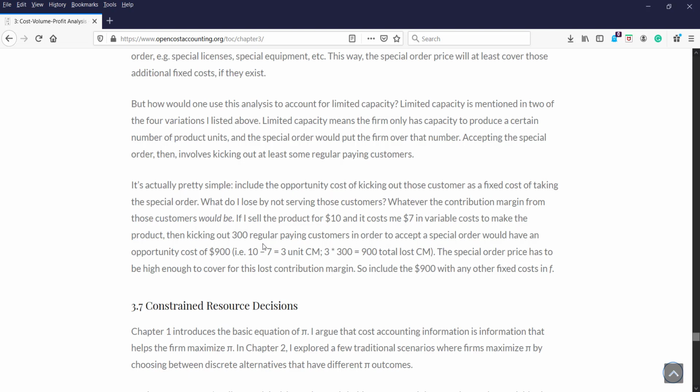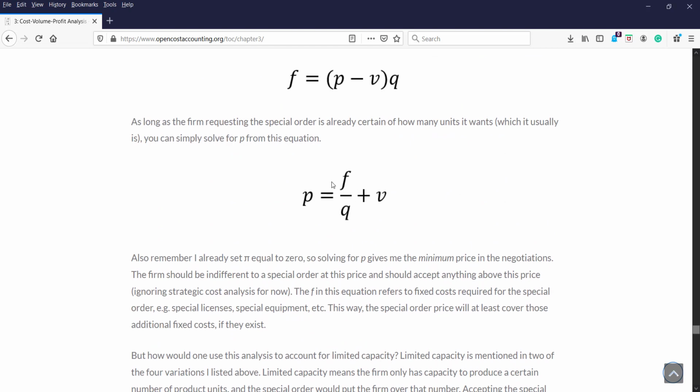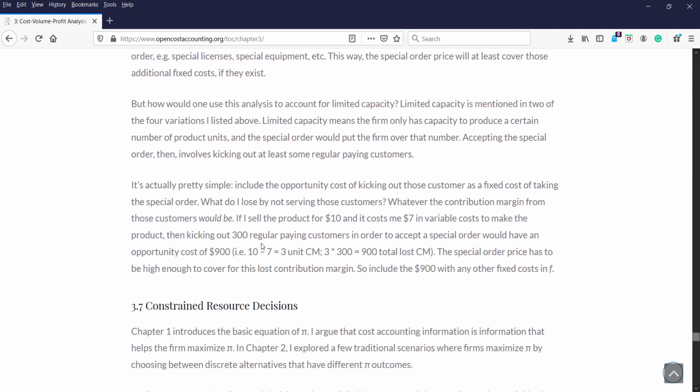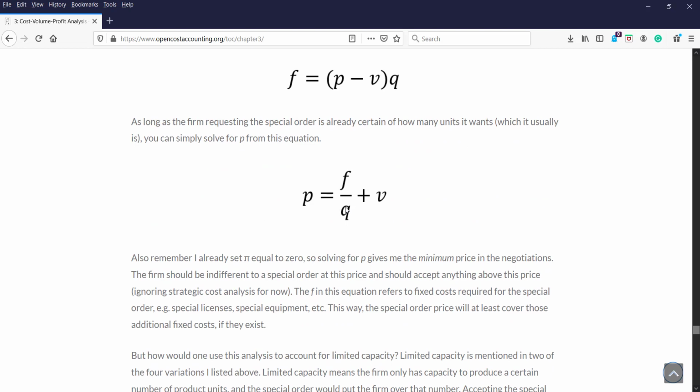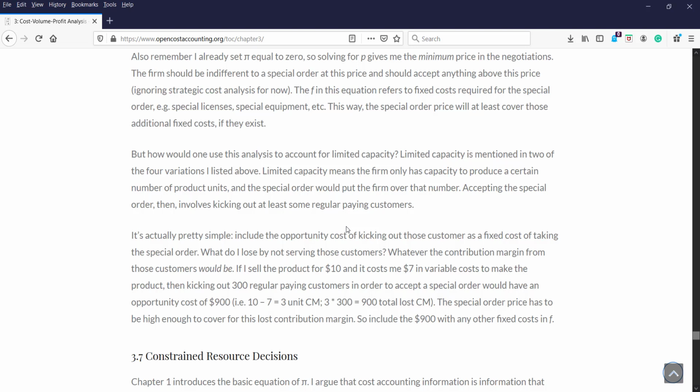fill the order. Now, if each paying customer earns me $3 per unit, they're each buying just one unit, 10 minus 7 equals $3 unit contribution margin, then kicking out 300 of them is an opportunity cost of $900. That's a fixed cost for taking this special order. So again, $10 revenue per unit minus $7 variable cost per unit gives us $3 of unit contribution margin. Those $3 times the number of units that I'm losing equals $900 of total lost contribution margin. So this special order has to cover that $900 divided by the number of units in the special order. They have to cover that lost contribution margin for me, or it's not going to be worth it.